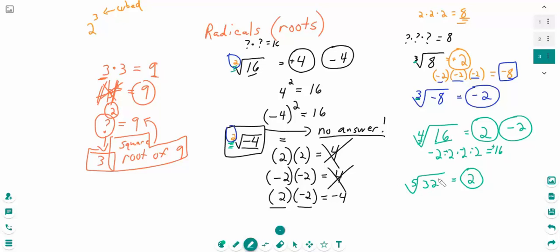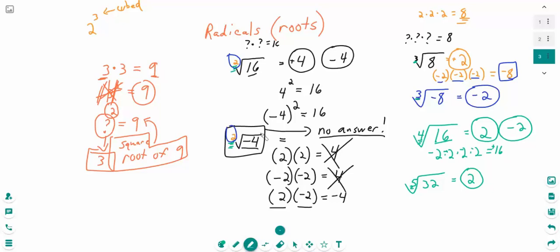All right, so hopefully that makes sense. But the moral of the story, again, just to recap, is if it's an odd root, we only have one possible answer, and it's going to be a positive number. If it's an even root, we're going to have two solutions, a positive solution and a negative solution. And if we try, like we did over here, to take the even root of a negative number, we won't get an answer. It can't happen. All right?